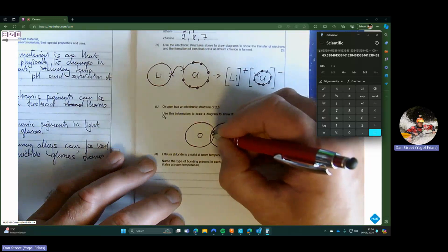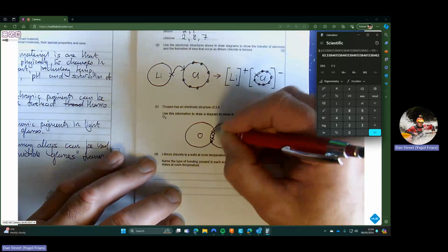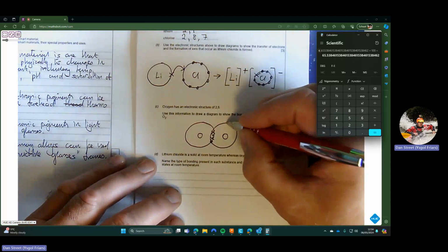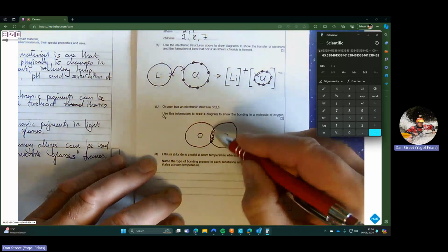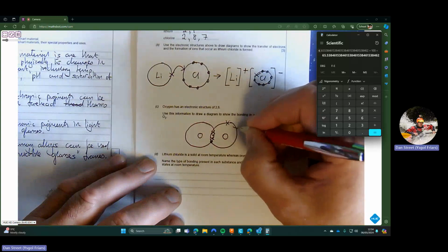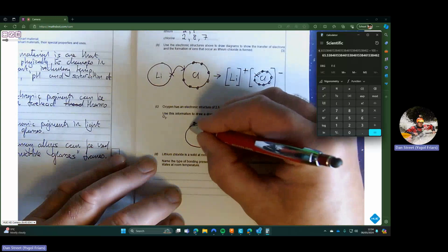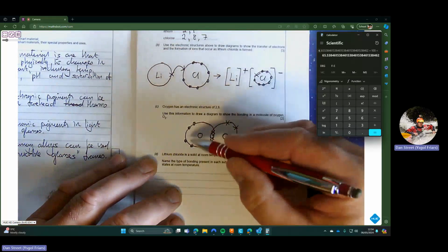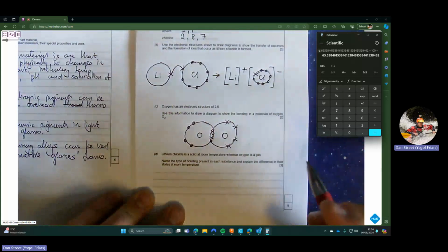So it's probably best to draw the electrons first, making sure that those 4 electrons, 2 crosses and 2 dots, appear on the overlap. So each atom has 6 electrons in its outer shell. We've drawn 2 already. So on this side, we'll draw another 4 crosses. On this side, we'll draw another 4 dots. Okay, so each atom individually has 6 electrons, but overall they share 8.